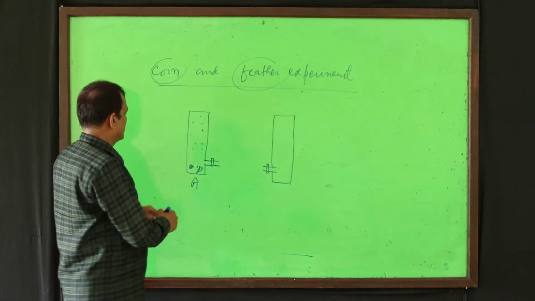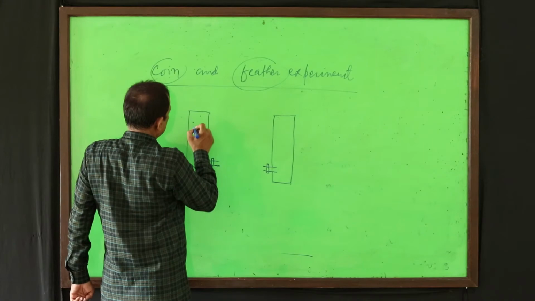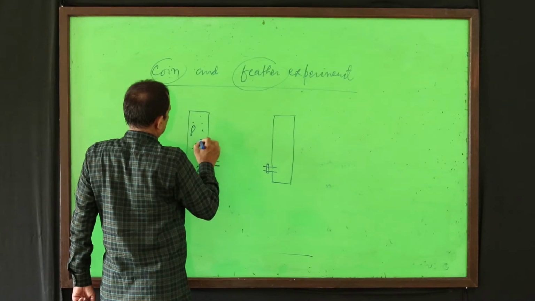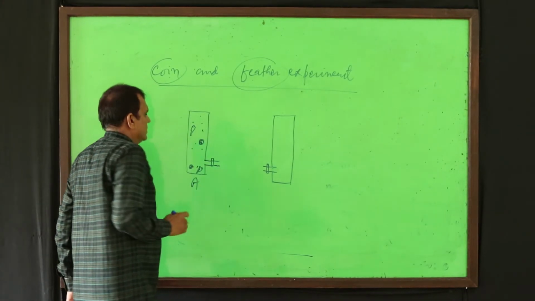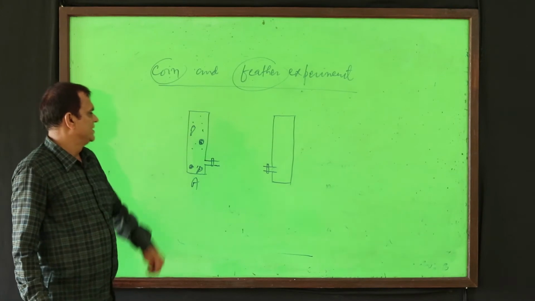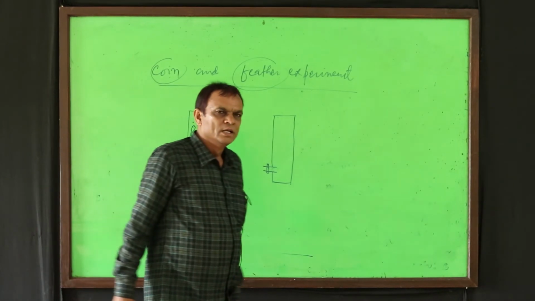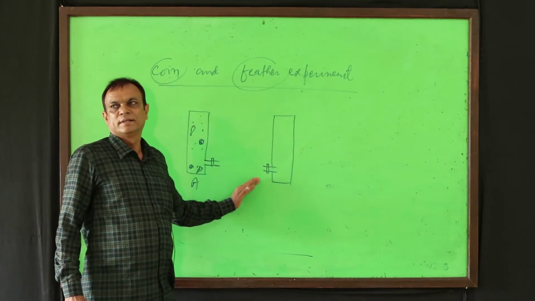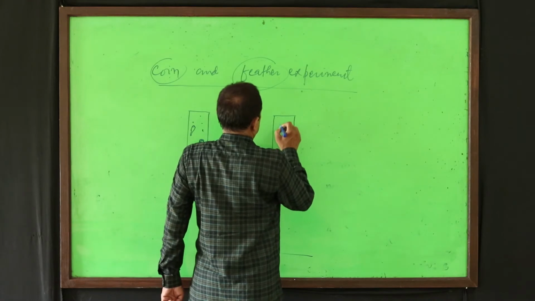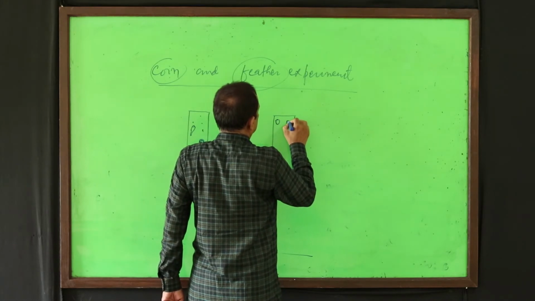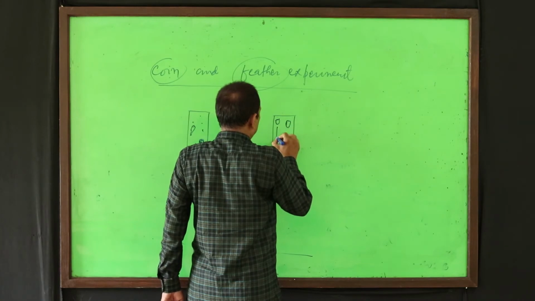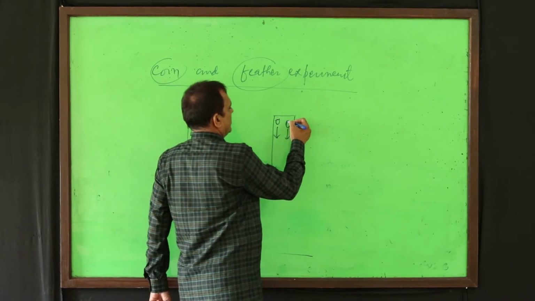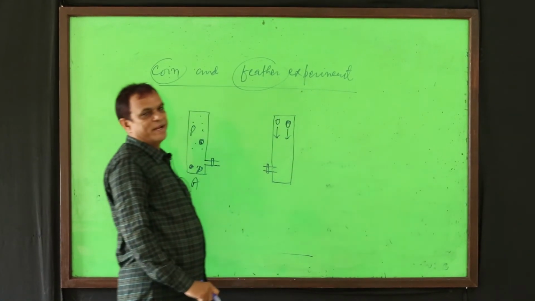In this condition, when we invert it, we get it like this. The coin falls faster than the feather. But when we remove the air from inside by using the vacuum pump, and when we keep the coin and feather in this condition, both fall together. Both fall together. What does it mean?